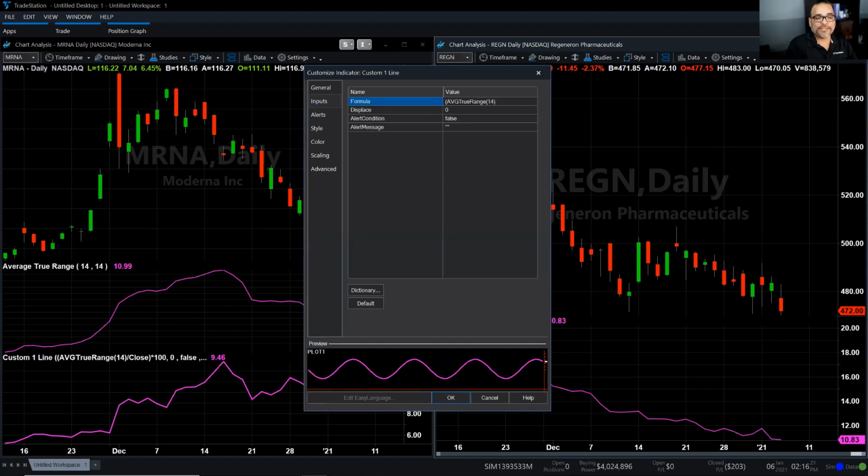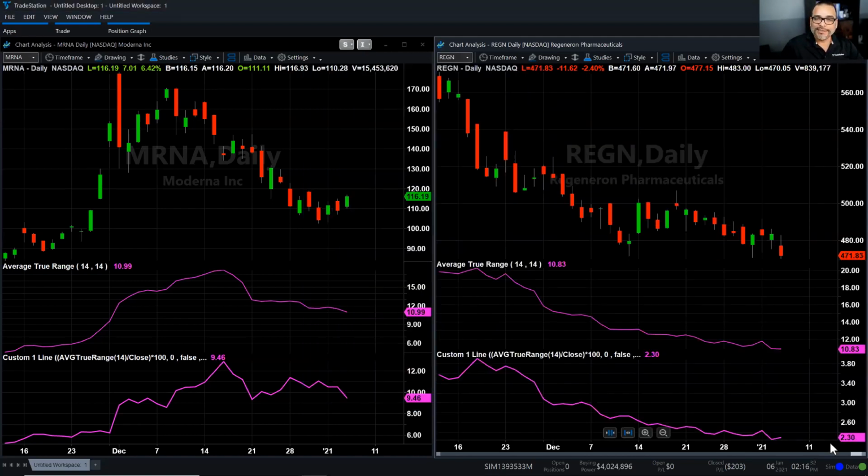That goes in parentheses as well, divided by the close parentheses, times 100. I click OK. There we go, right here. Take a look at the difference. The $10, even though it seems like they're very similar, they both move $10, that is only 2.3%.